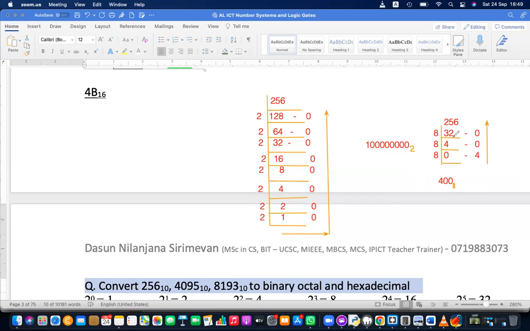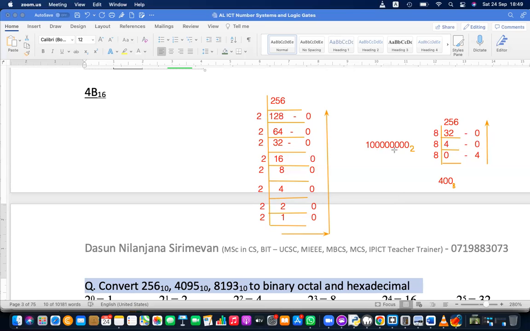Anyway, the short method: you have to take 3 by 3. This three is 0. This three is again 0. This three is 4. It is 400. It's also very easy. Take 3 by 3.